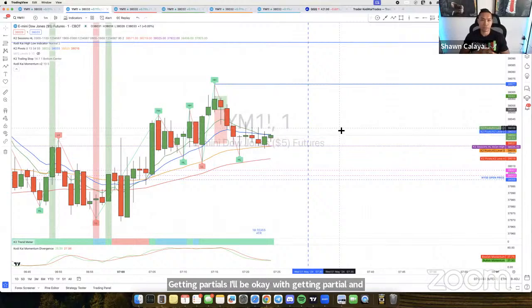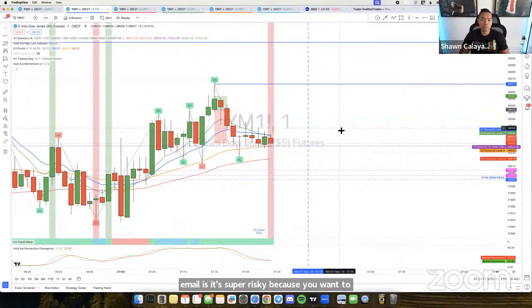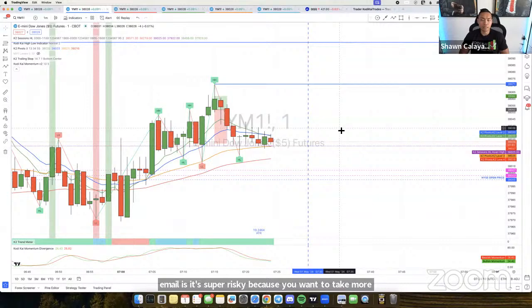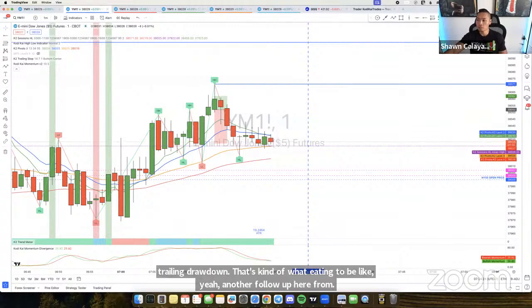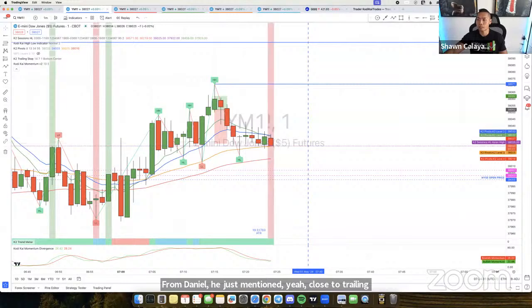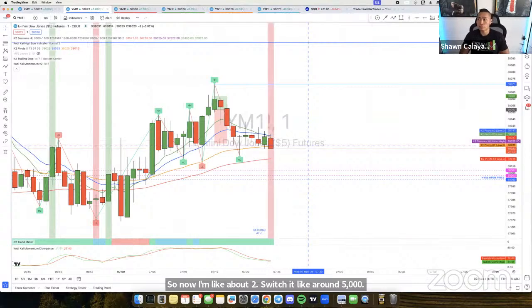With the 300K, just trying to pass the eval is super risky, because you want to take more risk, but you also don't want to overdo it, because it's really easy to eat into your trailing drawdown. That's kind of what ate into me too. Another follow up here from Daniel, he just mentioned, yeah, close to trailing then. No, my trailing is actually full, because, well, I guess now it's kind of close. So I'm probably maybe 1.5 away from it, but the win from today pushed it back up. So now I'm about 2, which is around 5,000. So that's another thing that comes into play when you're trading the 300K.